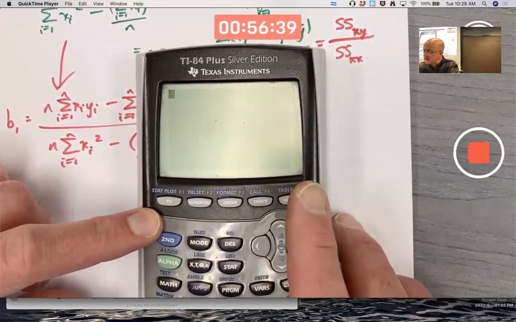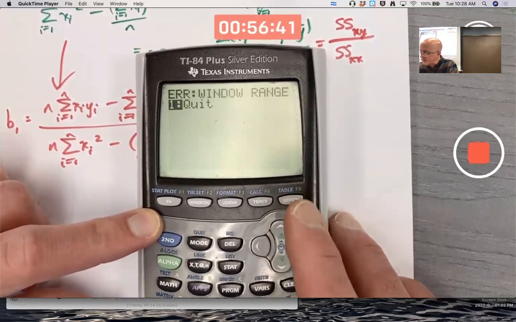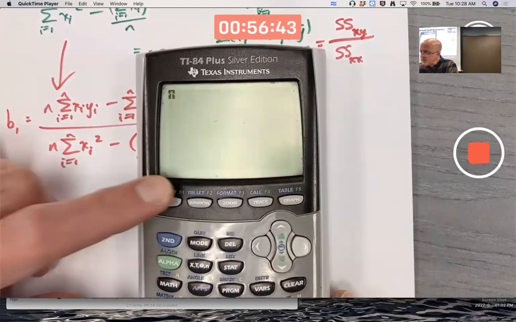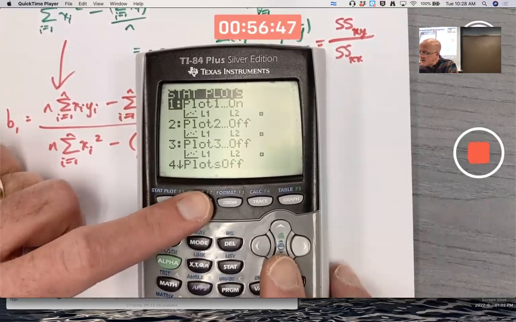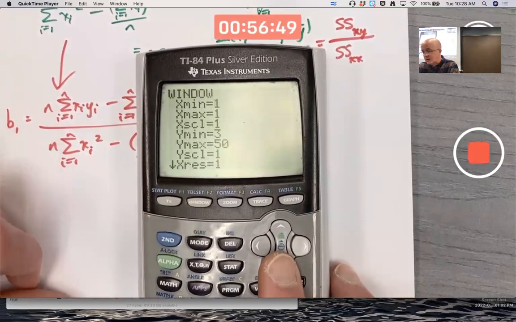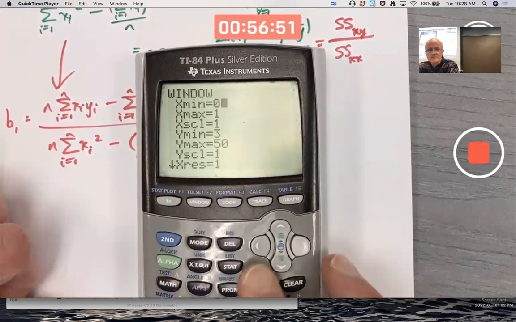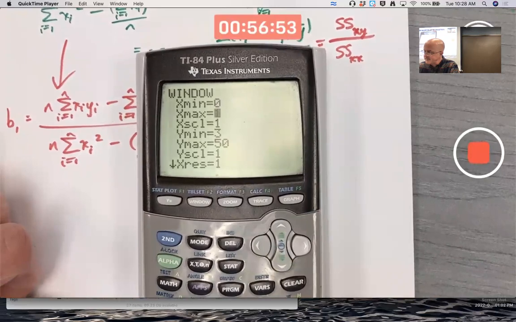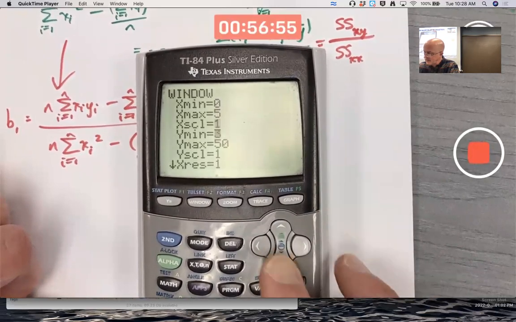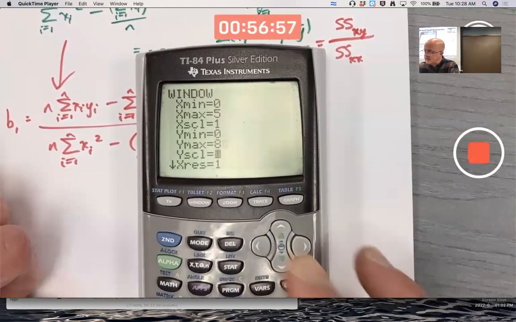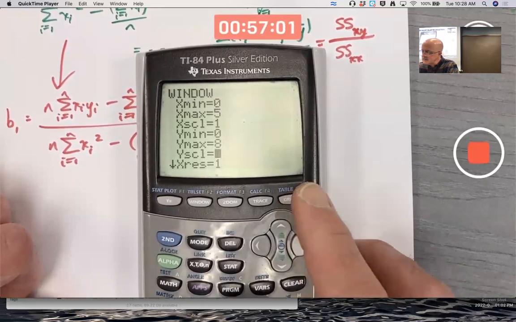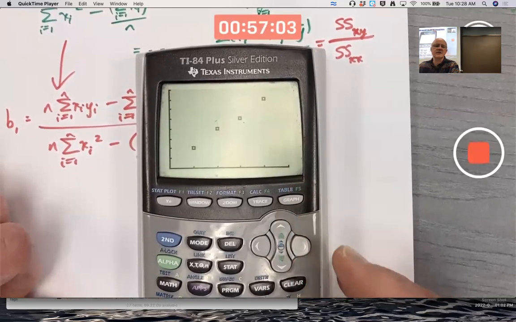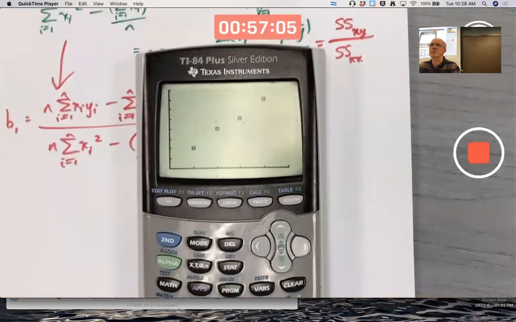I'm forgetting, I haven't done this in a while. Do I just hit graph? No, okay. Stat plot, it's on. I should pick a good window for one thing. Now I'm in the window menu. Maybe like that. Okay, now I just hit graph and there they are. There's the 4 points.